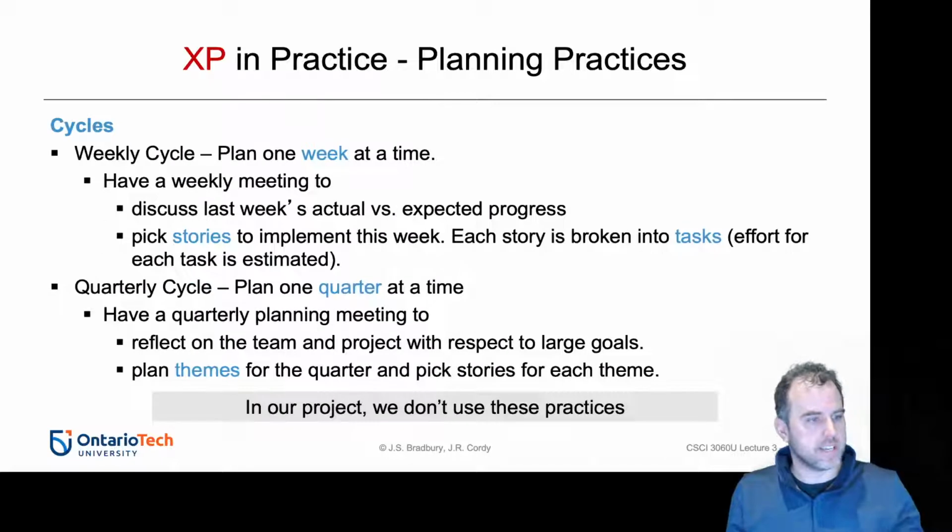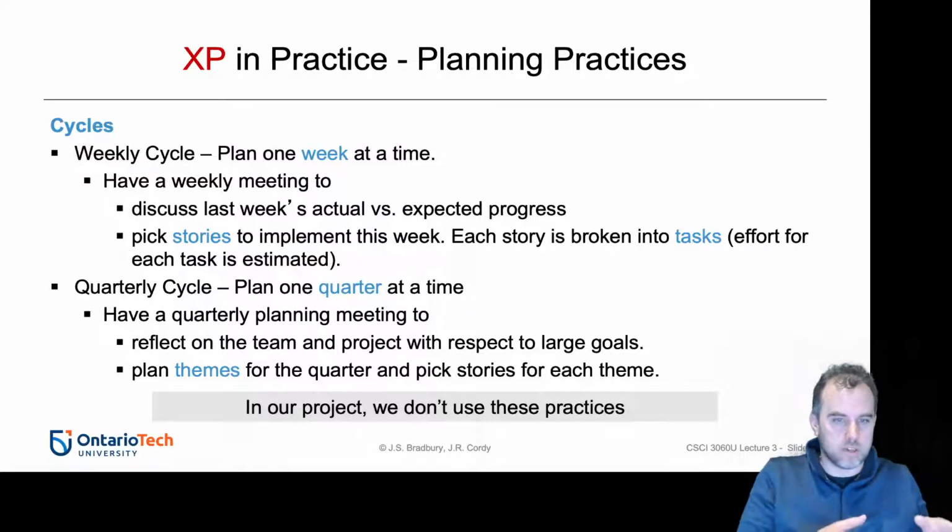And those stories, I said they move them across. Well, those are done in cycles. So they have a weekly cycle and a quarterly cycle. The weekly cycle is where they do one week planning. In this case, they have a weekly meeting where they discuss last week's actual versus expected progress, where they get to pick individually stories to implement, and each story gets broken into tasks where there's effort and so on. And that's what happens every week.